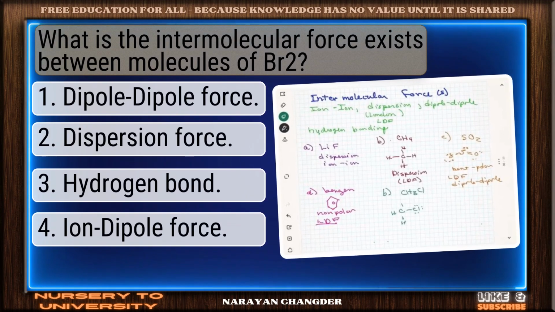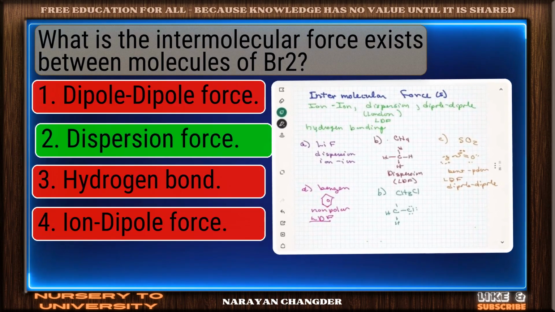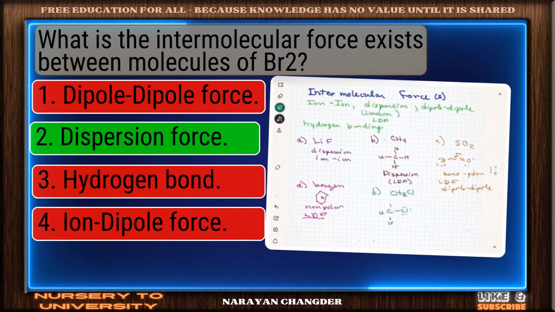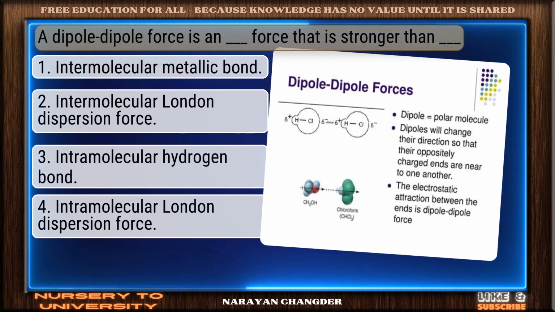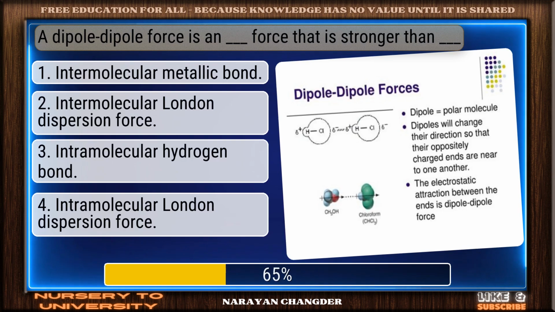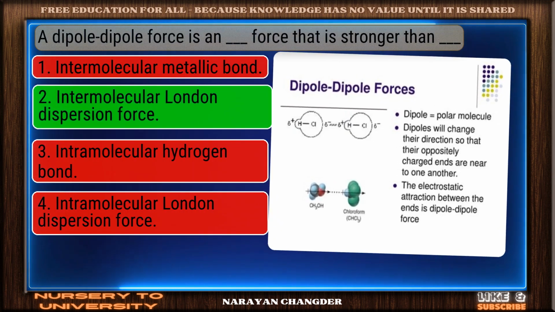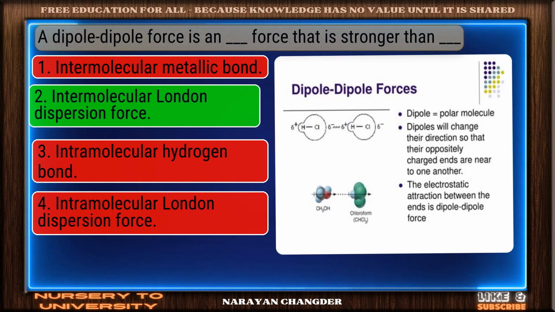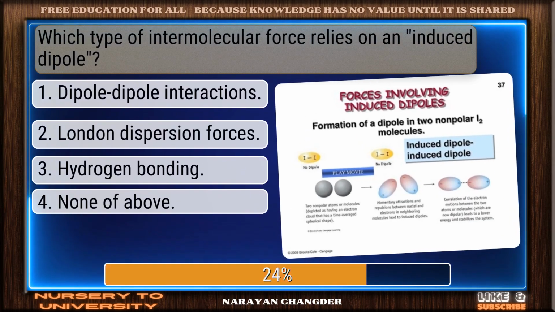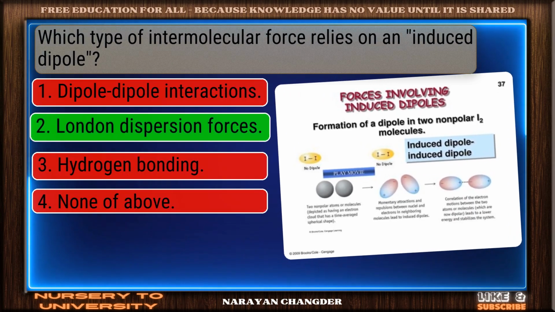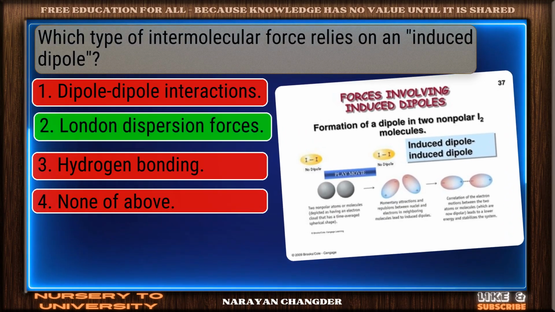What is the intermolecular force that exists between molecules of Br2? Exactly. Dispersion force makes sense and it is right choice. A dipole-dipole force is a dash force that is stronger than dash. Perfect. Intermolecular London dispersion force is the correct choice. Which type of intermolecular force relies on an induced dipole? Great thinking. London dispersion forces is the right choice.